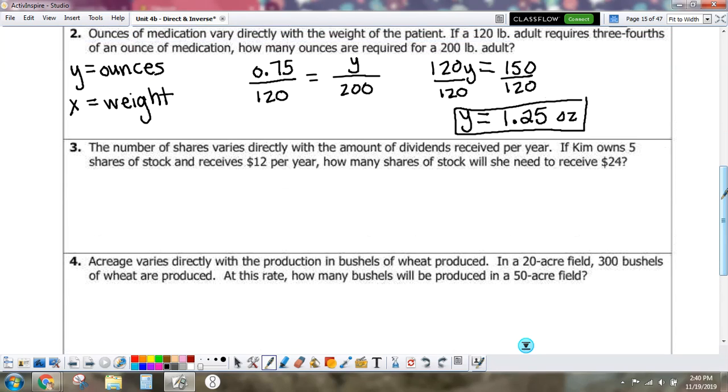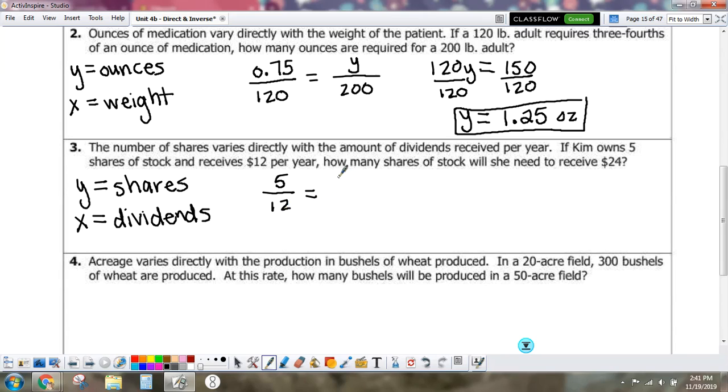For number 3, you should have Y is your shares, X is your dividends. So we're going to go ahead and set up our proportions. There are 5 shares for $12 a year. And then we don't know how many shares for $24. Cross multiply and then divide.